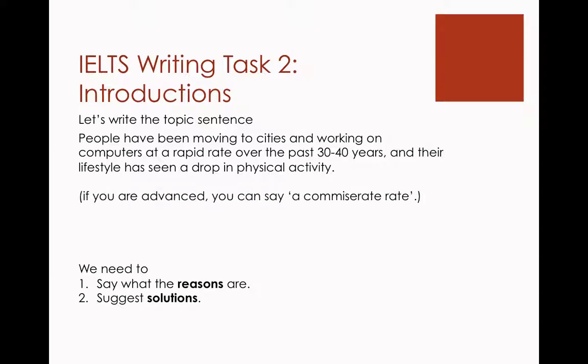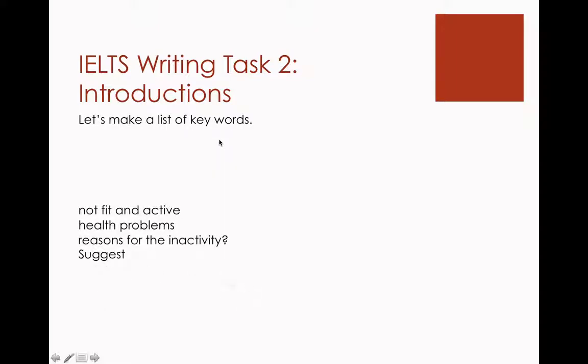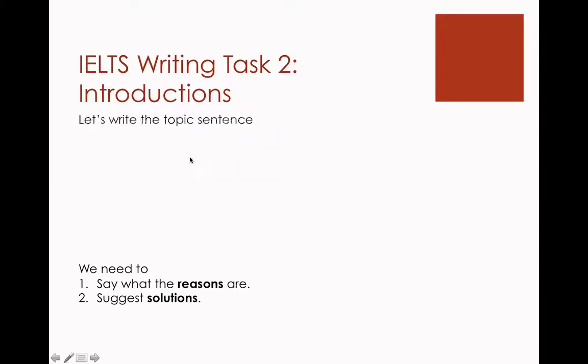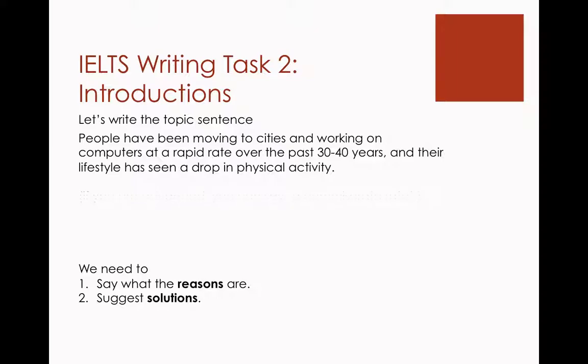If you're an advanced student, you can say at a commensurate rate. It means equal or similar. So the two things are happening at the same time, the movement to the cities and the drop in physical activity. You can also use migrate like we had in the other slide. Where was migrate? Migration or migrate means moving.